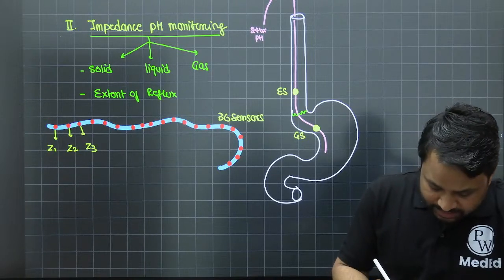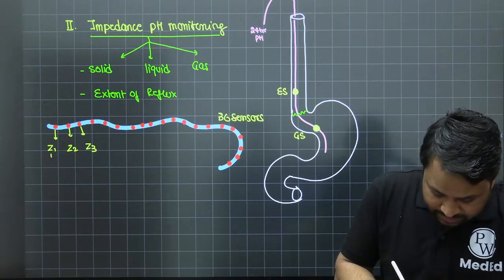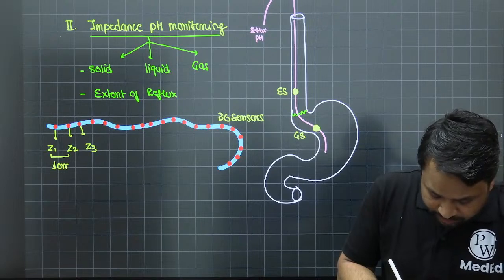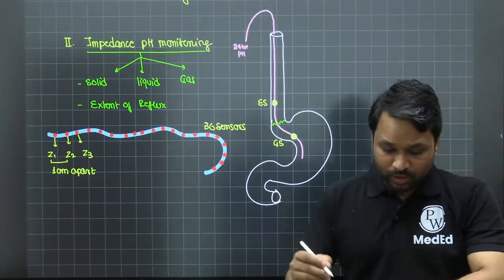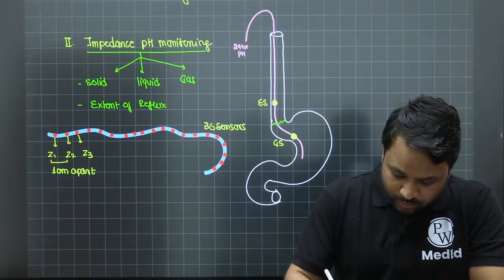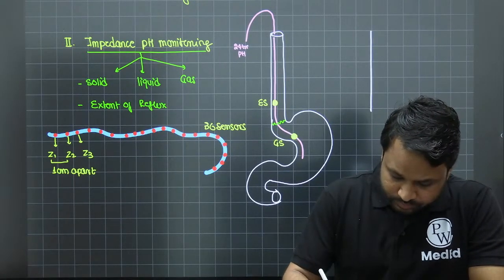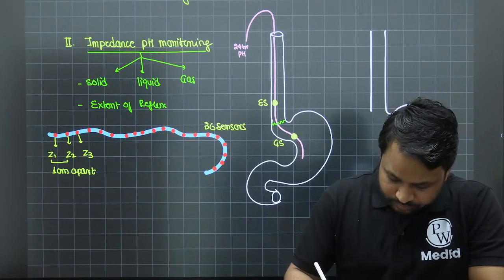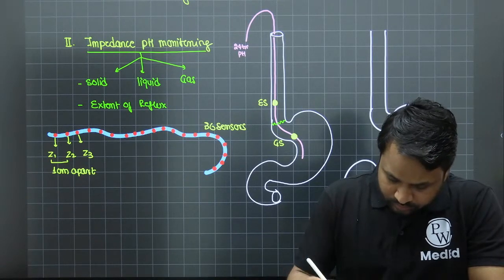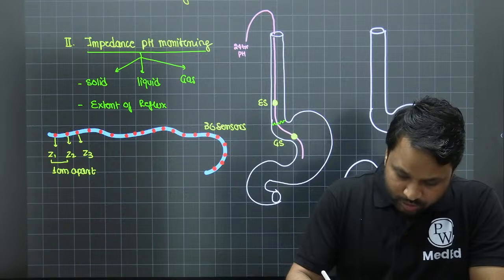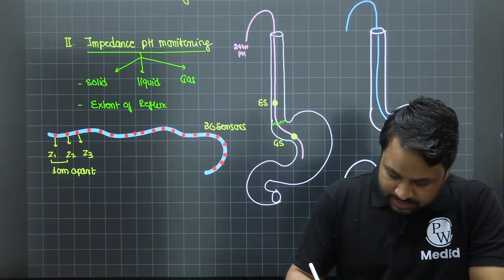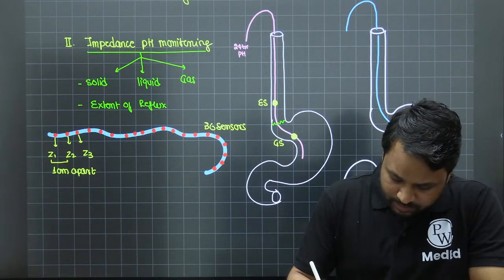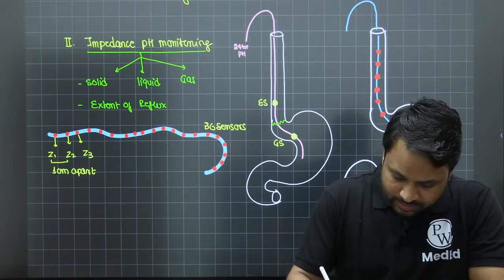There are 36 sensors. The distance between each sensor is 1 centimeter apart. So what is the advantage? The advantage is that now when I put this sensor, you see there are multiple sensors present at multiple locations. As I told you, precisely 36 sensors, 1 centimeter apart.